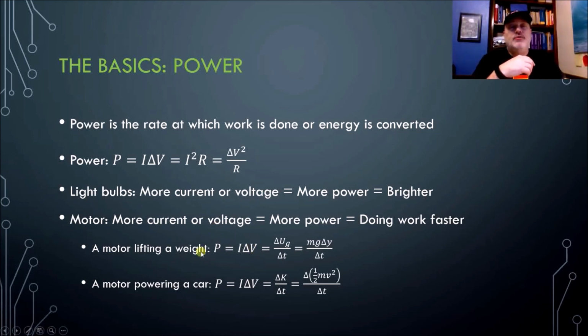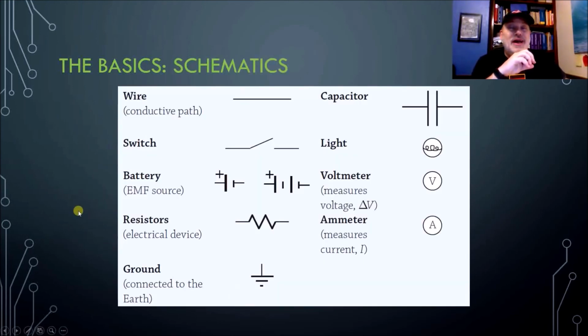So the electrical power supplied to the motor would be equal to the rate at which it's lifting the object, mgy over the time. Motors can also change the kinetic energy of a car, say. So it's the electrical power IV that is creating kinetic energy in the car. So one half mv squared, the rate that is changing, divided by time, is equal to the electrical power supplied to the motor.